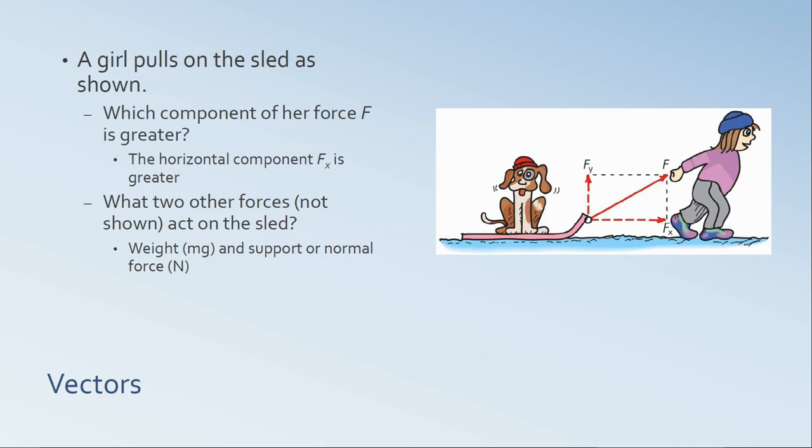But there's also two other forces that we're not looking at that are acting on this sled. Okay? There is the weight or the mass affected by gravity of the dog and the sled. And there's also the support or normal force pushing back up on the sled and the dog holding it up. Just like when we talked about, we have the force of mg if we put a coffee cup on a table and then the table pushes back up with the normal force against the cup.